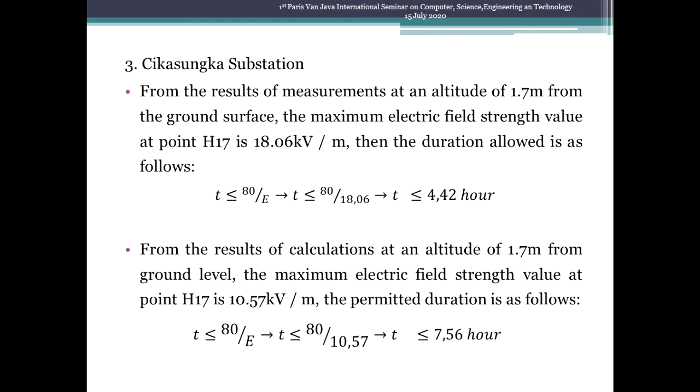For Cikasungka substation, we can take the time less than 4.42 hours. From the calculation result, the permitted duration for Cikasungka substation is longer. The time is less than 7.46 hours.